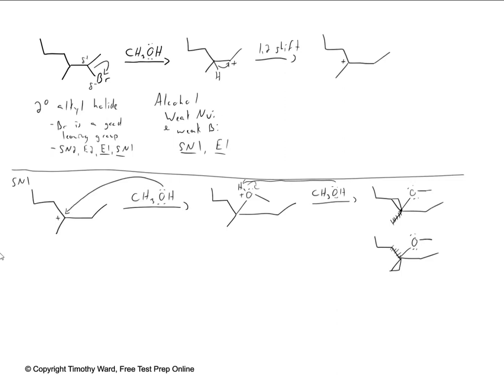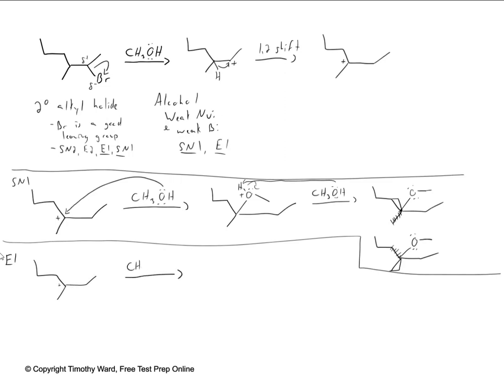Next, I'm going to consider my E1 pathway. So I start the same way. I have that carbocation that I formed above. And for my E1 pathway, I know that I need to label my alpha carbons. So my alpha carbon is where the carbocation is. And then my beta carbons. My beta carbons are carbons that are directly bonded to the alpha carbon. So I have 3 beta carbons.